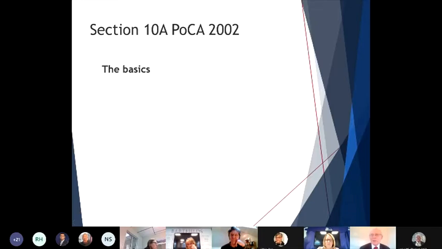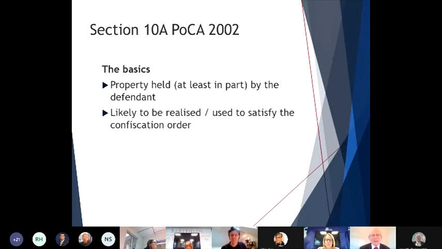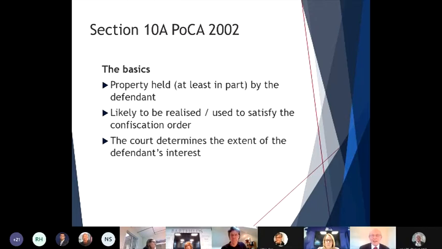So let's first of all consider the basics of Section 10A. We're dealing here with property held, at least in part, by the defendant. It must be an asset in which the defendant has some interest, and it is one that is likely to be realised or used in some other way to satisfy ultimately the confiscation order that's going to be made. That's what Section 10A is driven at.